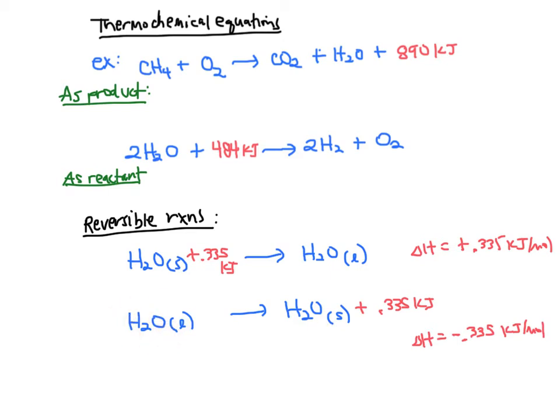So with a reversible reaction, your delta H value has the same magnitude, but the sign is opposite when you reverse the reaction.